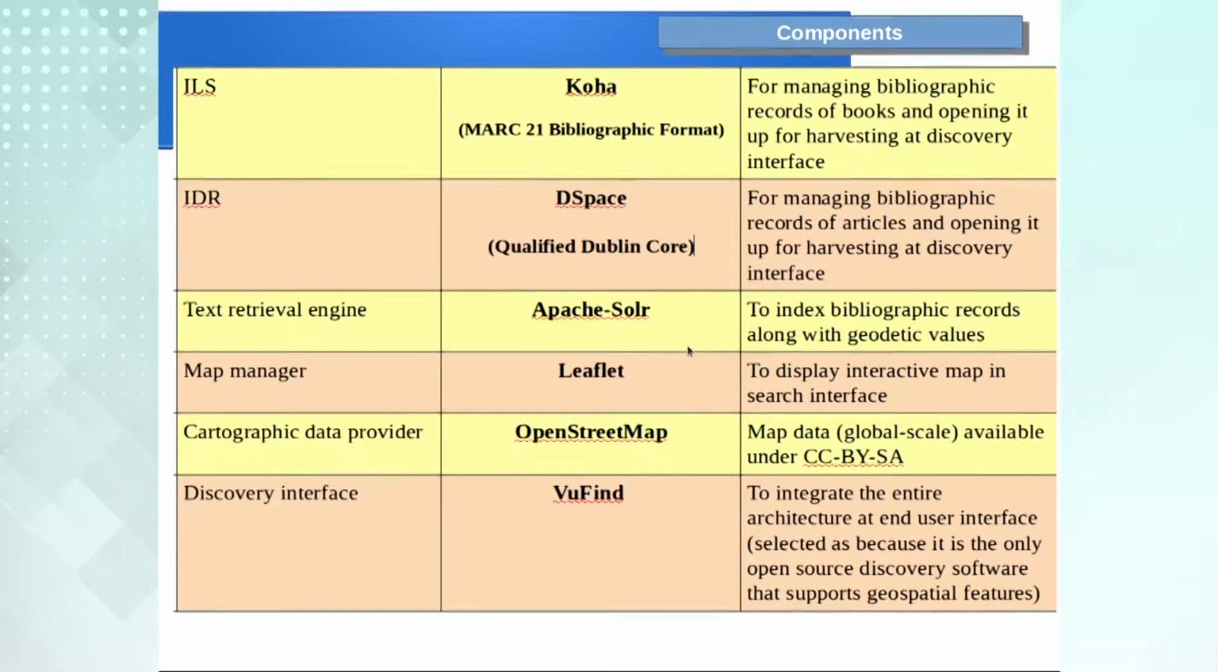The text retrieval engine is a very sophisticated one. As I said, it is an open source retrieval engine, and many global services are using this Apache Solr. For the map manager or map display, we are using Leaflet, a JavaScript library, to act as an interface between the textual search and the visual display of the map. From where are we getting the map? OpenStreetMap is available under ODbL, that is the Open Database License, which we can utilize in place of Google Map. Google Map is licensed, but OpenStreetMap is available in the public domain. And for the discovery interface we are using VuFind.